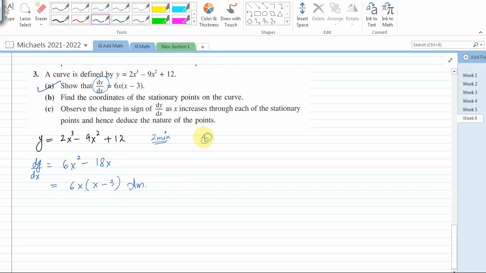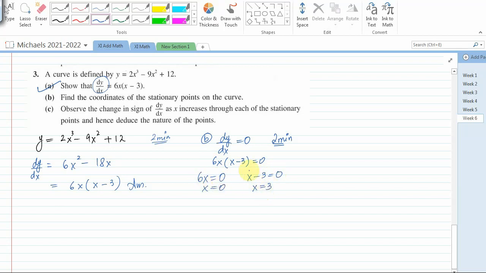For part B, find the coordinates of the stationary points on the curve, right? So how do you find a stationary point? Simply dy/dx equals 0, right? So dy/dx we found is 6x times (x minus 3) equals 0. There is no need to multiply these out. If you multiply, you might end up with a wrong solution, because the more steps you do, the more chances there are of a mistake. So you just equate each factor: 6x equals 0 and x minus 3 equals 0, so x equals 0 and x equals 3.